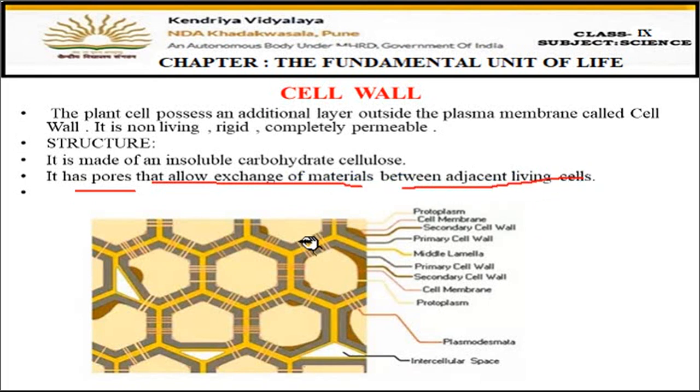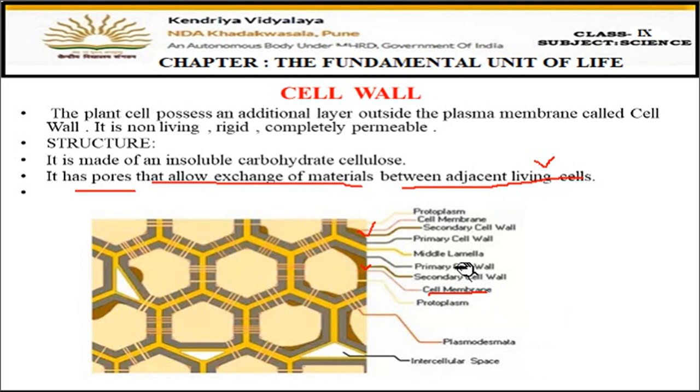Means the cell wall has the cell membrane below it. So it exchanges the material through these pores and passes on the materials to the next living cells. Living cells means the cell membrane. Now you can see the structure here, these are the cells. Here you can find out that this brown color is the cell membrane.